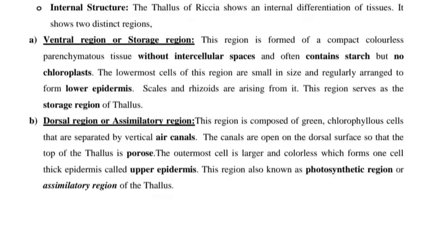B. Dorsal region or assimilatory region. This region is composed of green, chlorophyllous cells that are separated by vertical air canals. The canals are open on the dorsal surface so that the top of the thallus is porose. The outermost cell is larger and colorless, which forms a one cell thick epidermis called the upper epidermis. This region is also known as the photosynthetic region or assimilatory region of the thallus.